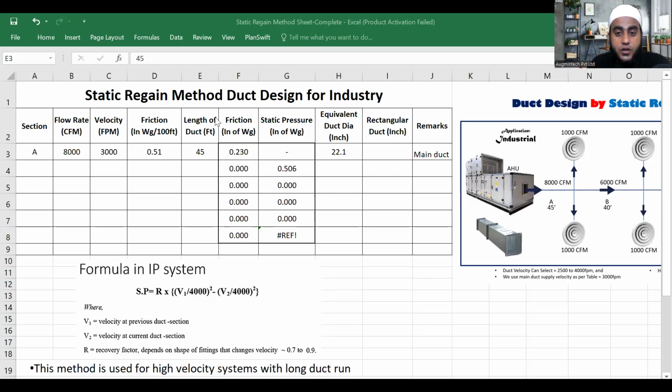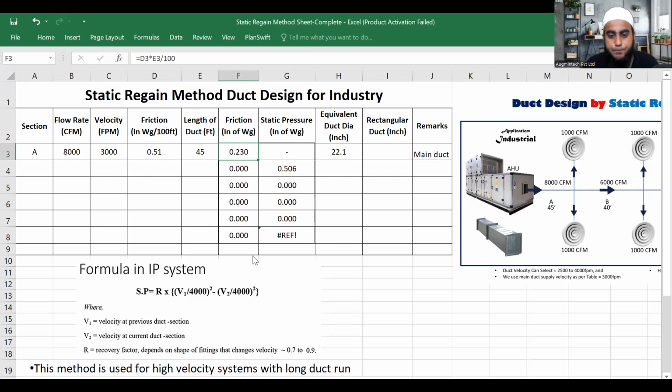In friction, so total length of duct means the section A duct length is 45 feet. So friction loss in 100 feet of duct length is 0.51. So can you tell me what is the friction loss value in 45 feet of duct length? Is it 0.23? Is it correct? Correct.